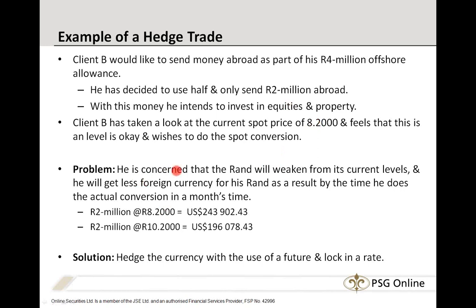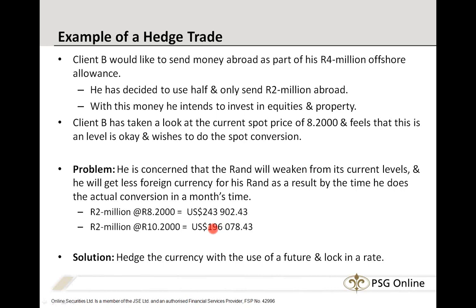So the problem here is that he feels that the Rand will weaken from its current levels and you'll lose some foreign currency, obviously, if you have to convert back. So, for example, his 2 million at 8.20 gets converted into dollars. The equivalent value will be just over $243,000. But now if the Rand has devalued by, say, for example, to 10 Rand 20 as it has done now, you can see the same exposure will be much less. So he wants to hedge against that situation.